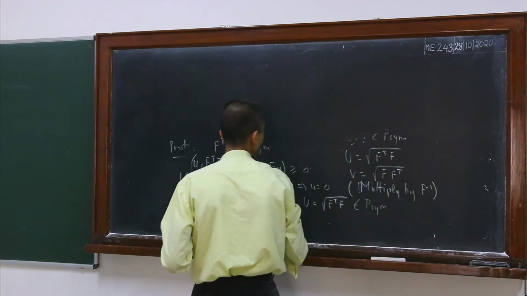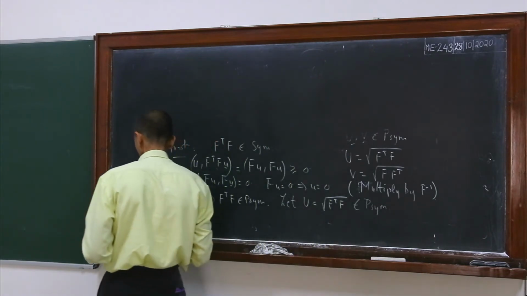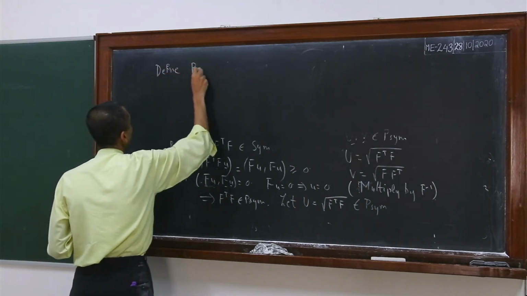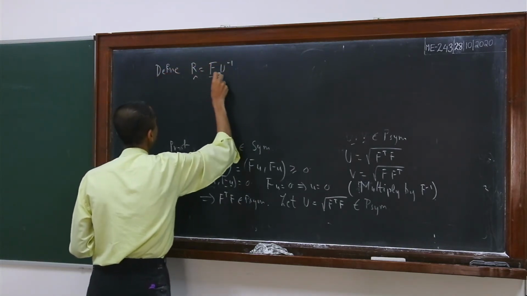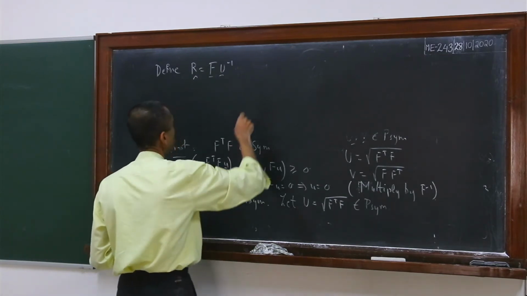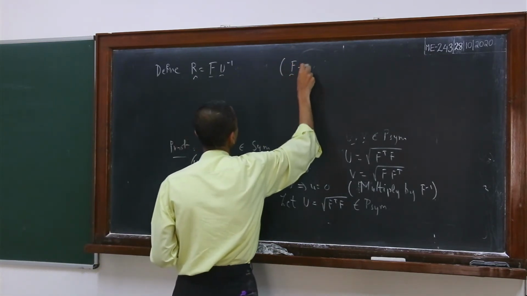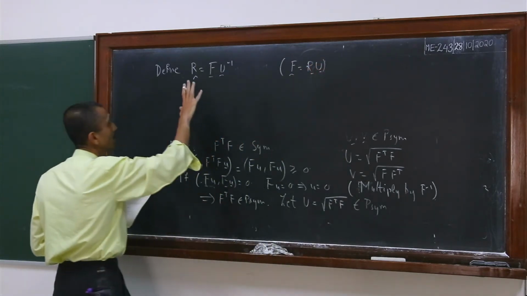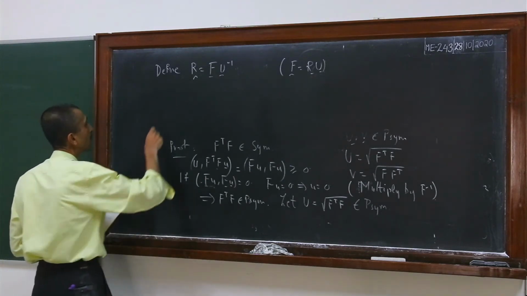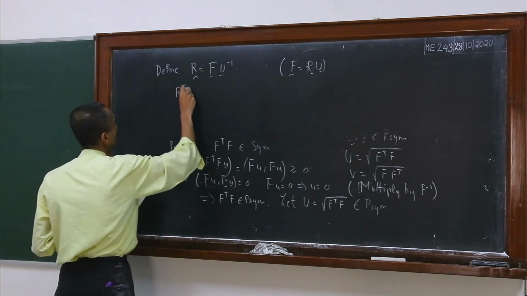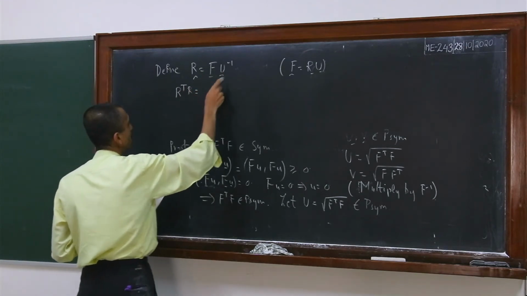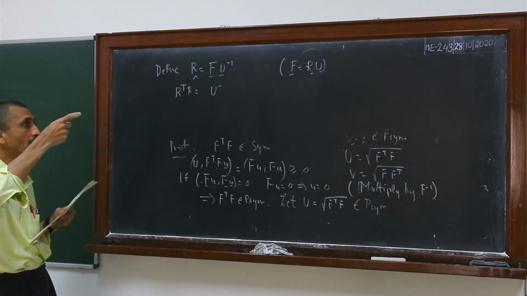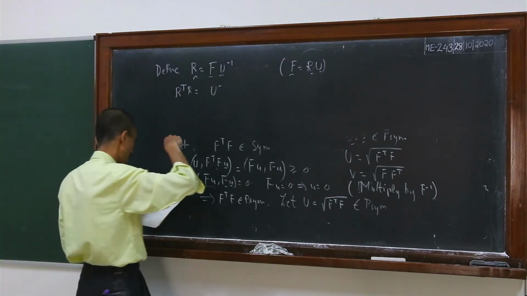So first we define R as equal to F times U inverse. From this, obviously, you get that F is equal to RU. This we already know, but now we want to show that R is orthogonal. So how does one prove that? R transpose R is equal to, so take the transpose of this. This is U inverse transpose, which is going to be U inverse itself because U is symmetric.